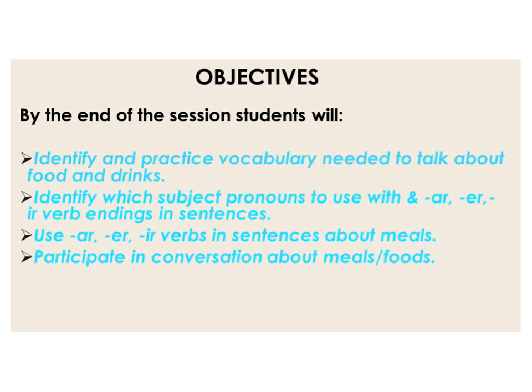Okay, so some objectives. By the end of the session, students will identify and practice vocabulary needed to talk about foods and drinks. So we're only starting to touch the surface and practice about the food. We haven't gone over specific foods yet about breakfast, lunch, or dinner that we're going to continue in next week. But that is in lessons 303, 304. We're going to identify which subject pronouns to use with AR, ER, and IR verb endings in sentences.